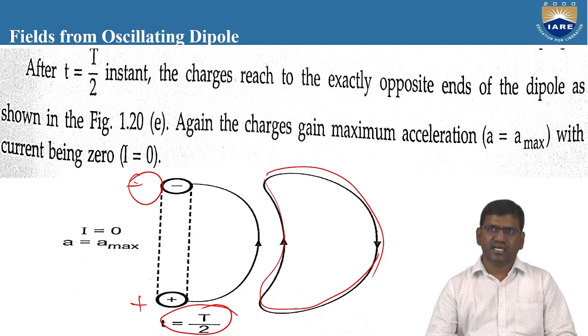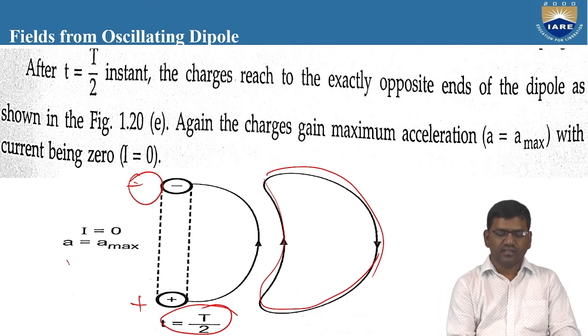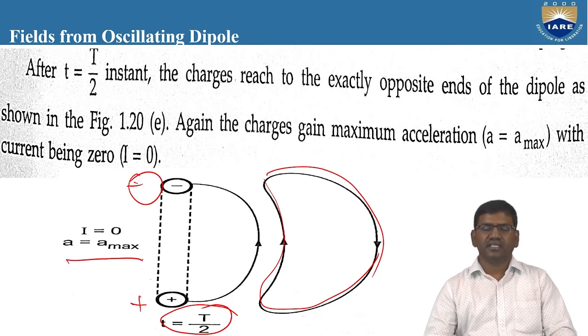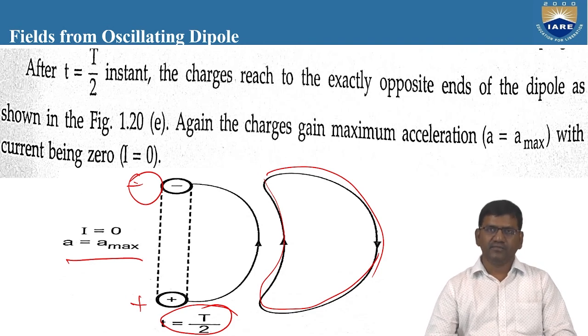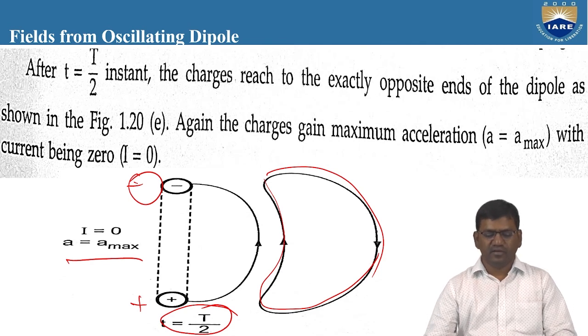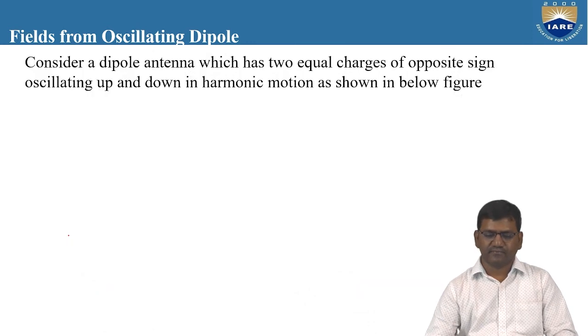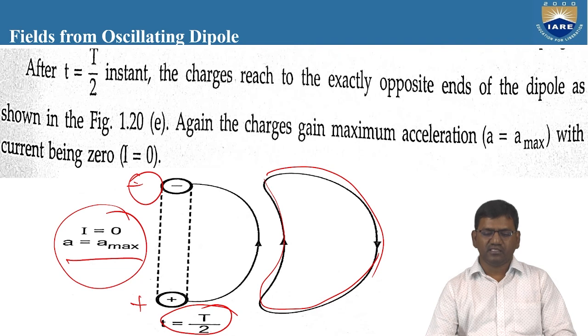That means the charges gain maximum acceleration, current being I is equal to 0. So at I is equal to 0, the acceleration is maximum. Hence, one complete field line is being produced by the dipole, which is maximum. The maximum radiation field is produced by the dipole when I is equal to 0 and A is equal to A max. So this is the concept of fields from the oscillating dipole.